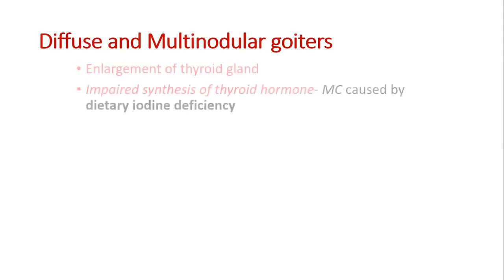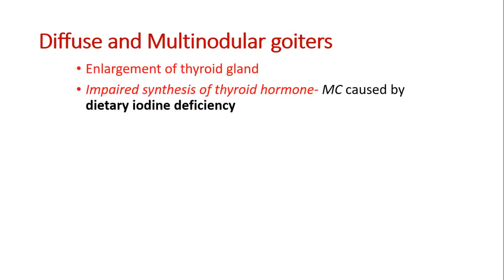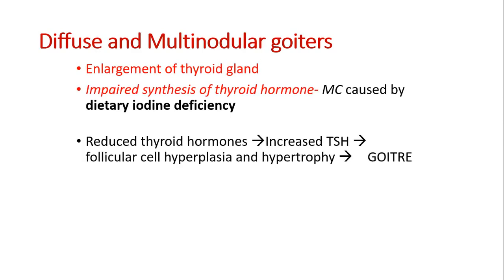Coming to goiter. Goiter is enlargement of the thyroid gland. What is goiter? It is a term used for an enlarged thyroid gland. Diffuse and multinodular goiter. Diffuse goiter is the most common condition of enlargement of the thyroid gland, and it is basically due to impaired synthesis of thyroid hormone. The most common cause is dietary iodine deficiency.